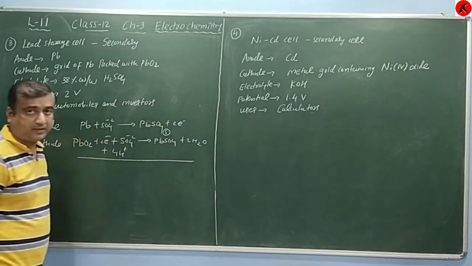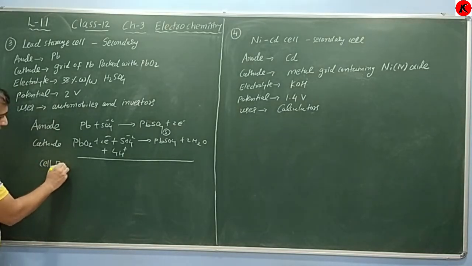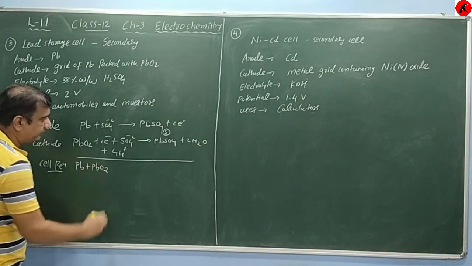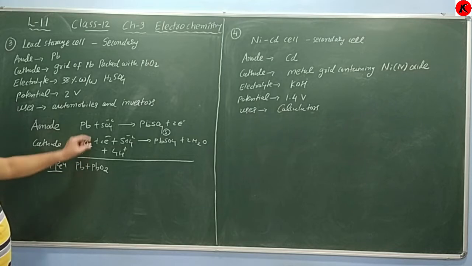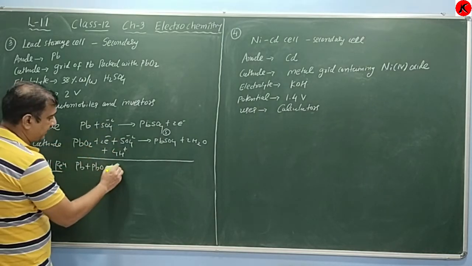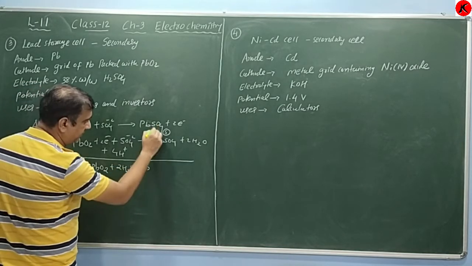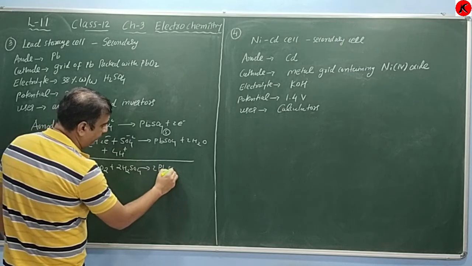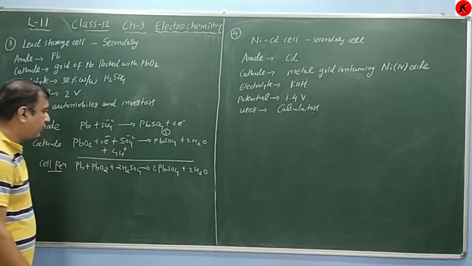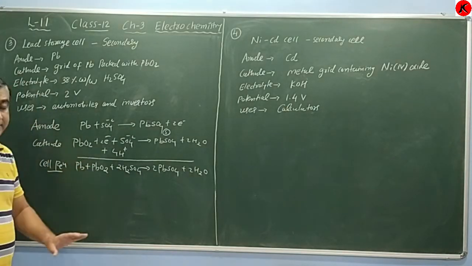Now when the addition is carried out, we obtain the overall cell reaction. That means Pb plus PbO2, plus 2 SO4 minus 2 and 4H+, that means we can write 2H2SO4, which is converted to 2PbSO4 plus 2H2O. The overall reaction is balanced. Now this is the cell reaction.